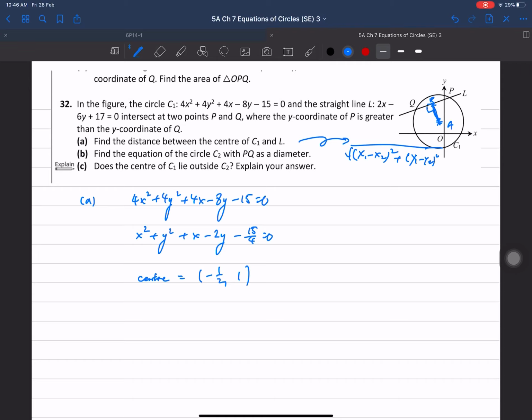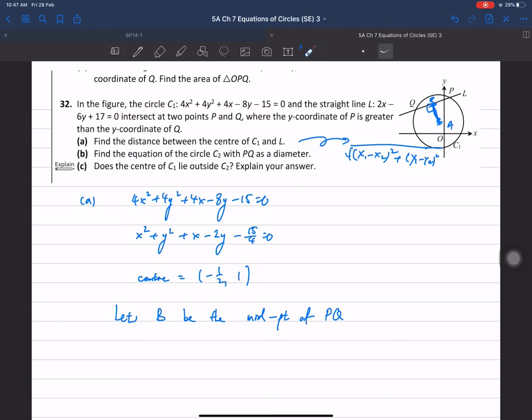But how to find the coordinates of point B? Let B be the midpoint of PQ. How to find this point? We have two methods. The first method is that you can solve the simultaneous equations and then you can find it. Second method, because I don't want to solve the quadratic, that means I don't want to make a subject and then substitute back into the equation of the circle and find it.